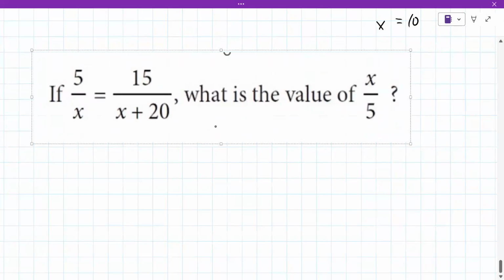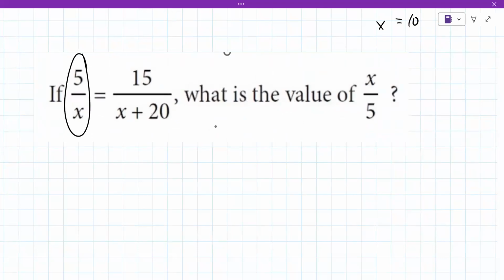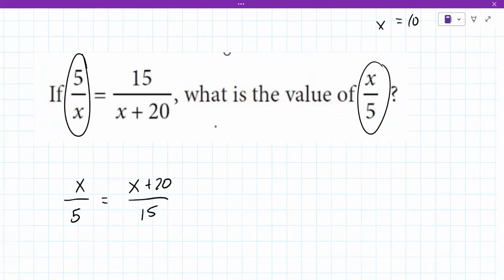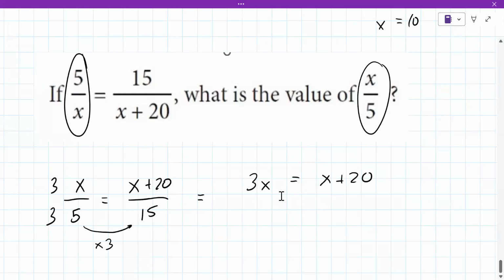So because we want x over 5, that's the flip of this. So x over 5 equals x plus 20 over 15. And to go to 15, you multiply by 3. So you have to multiply the top and bottom by 3, which means that 3x equals x plus 20. Okay. And so that allows you to find x faster. X is 10, same as before. And then you divide by 2 to get x over 5. Oh, okay.